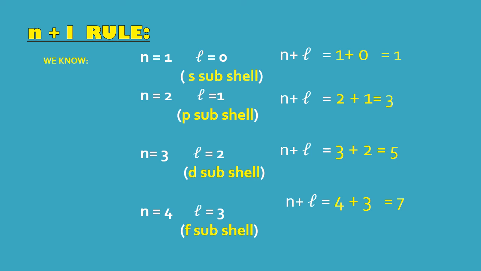Now come to n equal to 3 and L equal to 2 for the d subshell. So the value of n plus L, or the energy, is equal to 5. And when n is equal to 4 and L is equal to 3 for the f subshell, the value of n plus L is equal to 7. It means that it has the greatest amount of energy.